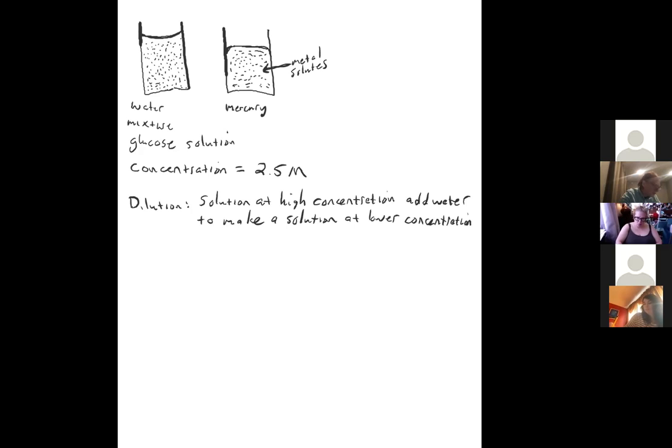So here's how we might do that. We might take that original cup of glucose solution, and we're going to give this a name. We're going to call it the stock solution. The stock solution is the solution that has a higher concentration.